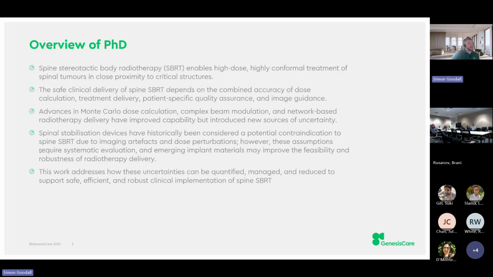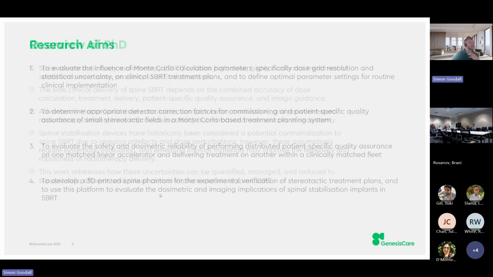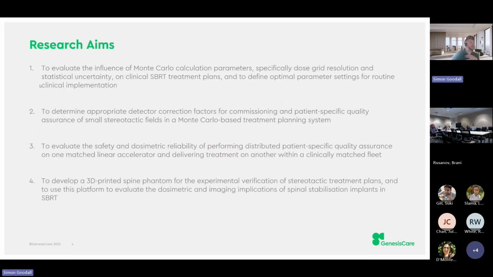And then we wanted to bring that into the modern era of using matched Linacs across multiple departments. So we looked at how reliably this technique can be rolled out in a multi-Linac environment, either spread across multiple departments or multiple Linacs within a department. We'll try to quantify what you need to consider if you're using different Linacs on different days. So these are the 4 aims we focused on.